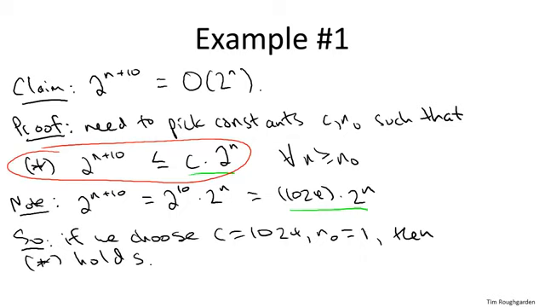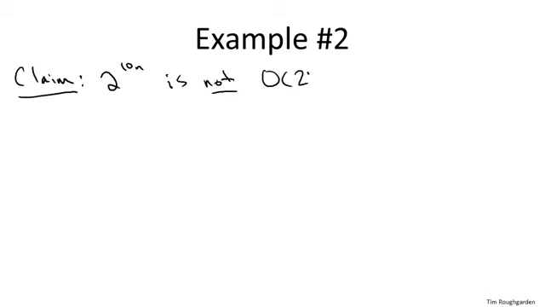Next, let's turn to another non-example, a function which is not big O of another. This will look superficially similar to the previous one. Instead of adding 10 in the exponent of the function 2 to the n, I'm going to multiply by 10 in the exponent. And the claim is that if you multiply by 10 in the exponent, then this is not the same asymptotically as 2 to the n.